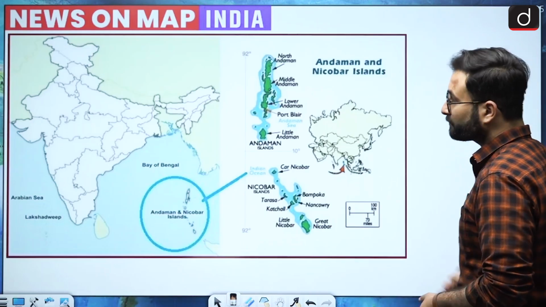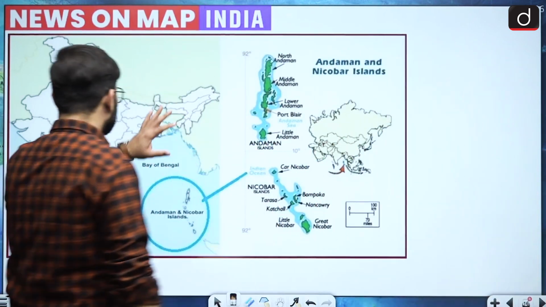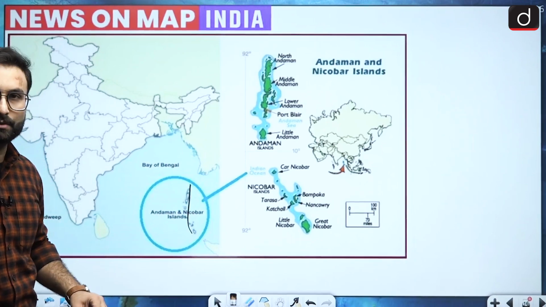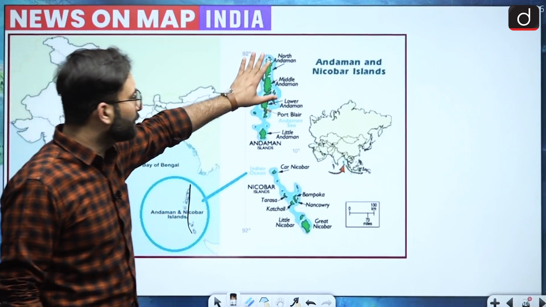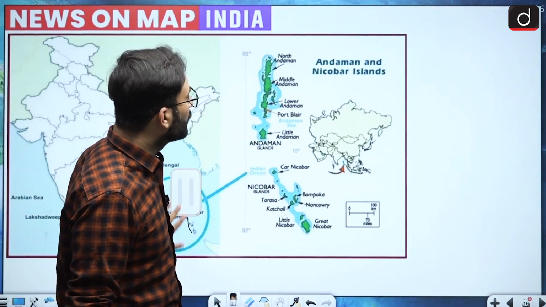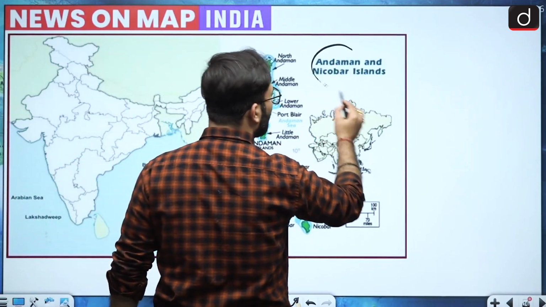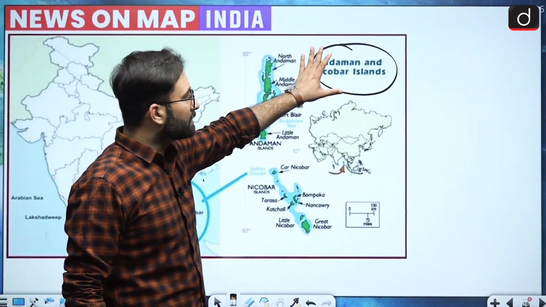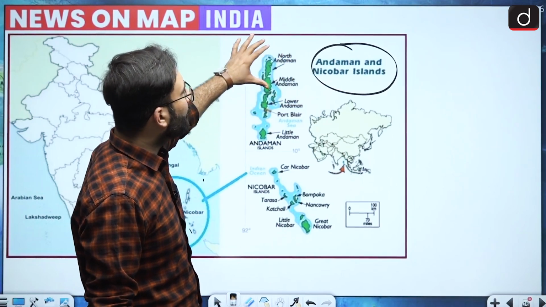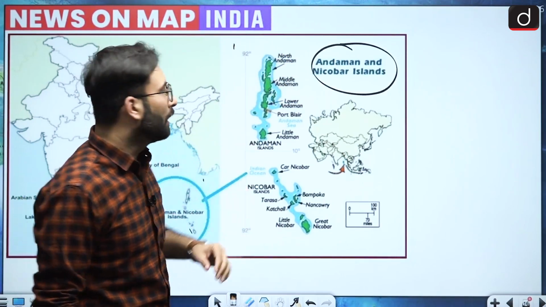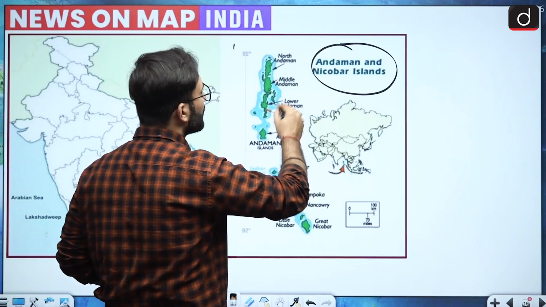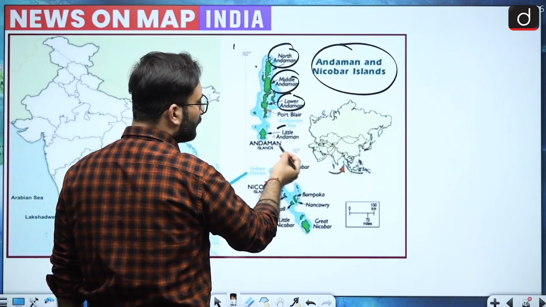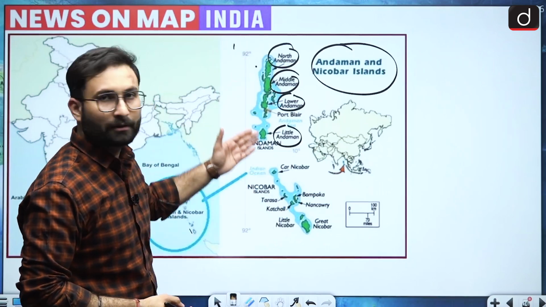Here you can see, when we are talking about India's position, in the southeast we have this Great Nicobar Island, which is over here. Now, if you look at this, you will see that this is the Andaman and Nicobar Island group. Here we are having a closer look. Andaman and Nicobar is divided into various sections. One is North Andaman, then Middle Andaman, South Andaman, then we have Little Andaman. So this is your Andaman group of islands.